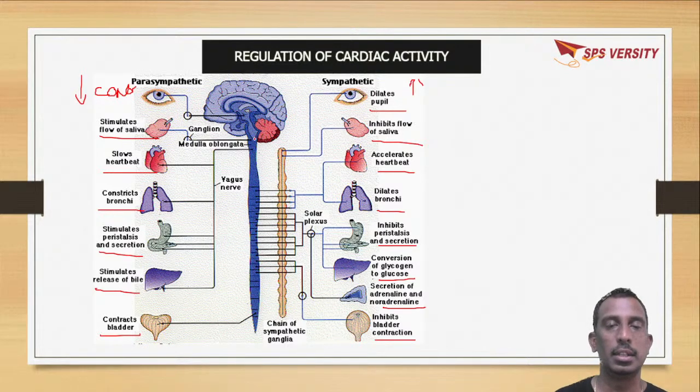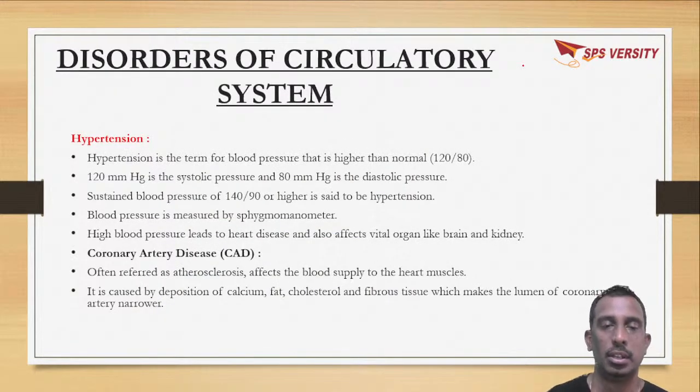Okay. And the neural center which regulates cardiac activity is present in the medulla oblongata. And the nerves which regulate the sympathetic and parasympathetic. So here you can see there are nerves arising from the brain, that is the vagus nerves, which regulate parasympathetic. And from the spinal cord, the sympathetic ganglia. Okay. So we have discussed the regulation of cardiac activity.